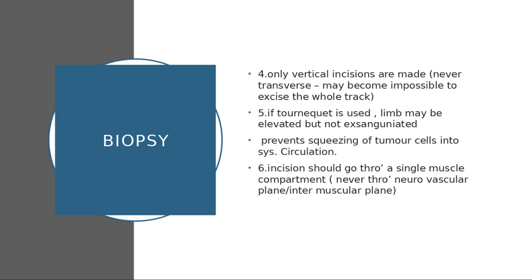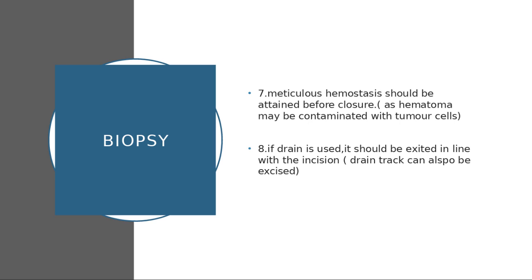As I said, vertical incisions, you try to avoid tourniquets if you can. But if you have to use a tourniquet because you're suspecting a lot of blood loss, then you try not to exsanguinate the limb, because you don't want to be seeding tumor cells into the blood vessels before or after surgery. As I said, single incision, single compartment. Try to pay attention to the neurovascular, neuromuscular planes.